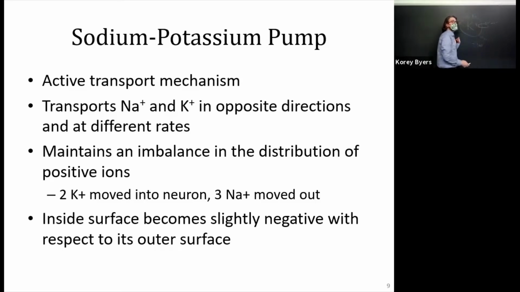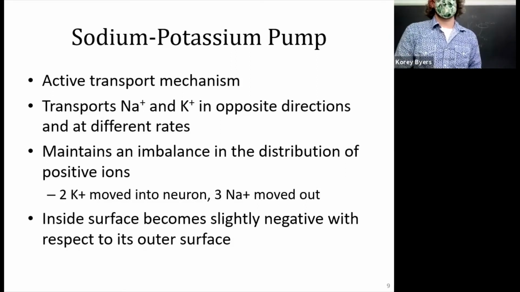It doesn't do both at once. It pumps potassium in, changes shape, and then pumps sodium out. But there's a difference in amount. We pump 2 potassium back in and 3 sodium out, which again helps us keep that cell at that negative amount by not pumping in more potassium than we need. And so there are 3 sodium moved out, 2 potassium moved in with the sodium potassium pump. So the inside surface becomes slightly negative in respect to the outer surface. And so we have that membrane potential that we can set off if we have to.